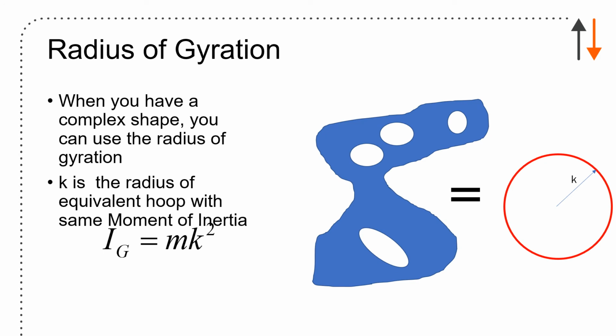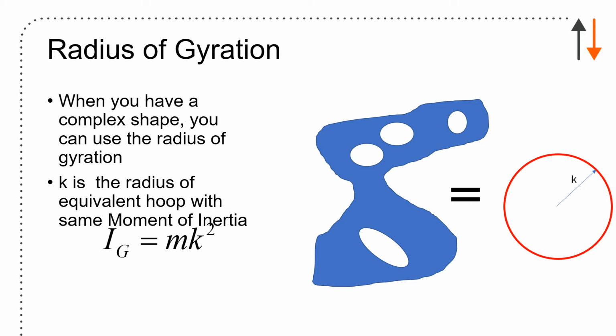The other thing you get is radius of gyration, and radius of gyration often starts to be confusing because people say, well, I've got this flywheel, it's a disk, but you're giving me a radius of gyration. The radius of gyration is always going to be I G equals m k squared. K is the radius that you're given. It's usually in units of meters or millimeters or something of that nature.